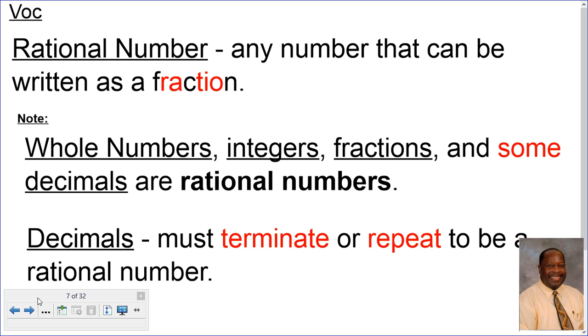So rational, if you notice the first 5 letters of that word is spelled ratio. So that's one word to remember. A fraction is a ratio. Note, whole numbers, integers, fractions, and some decimals are rational numbers. Notice some is in red because not all decimals are rational. Decimals must terminate or repeat to be a rational number.